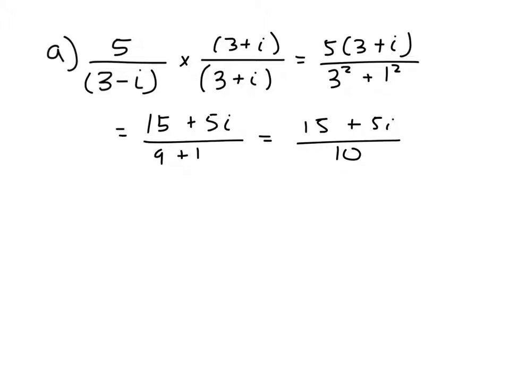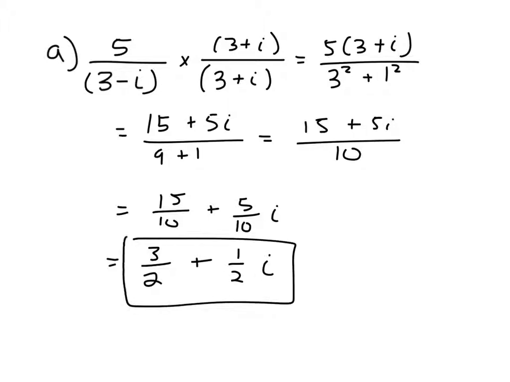Now to get this into standard form, I'm going to divide both terms by 10. So I'll have 15 divided by 10 plus 5 divided by 10 times i. And 15 divided by 10 would be 3 divided by 2, plus 1/2 i. And that would be your answer. Let's do one more example.